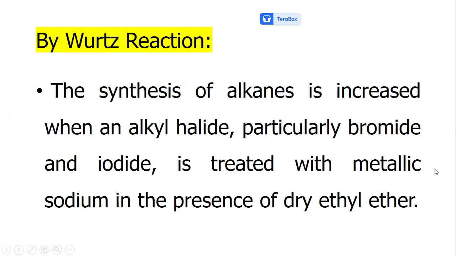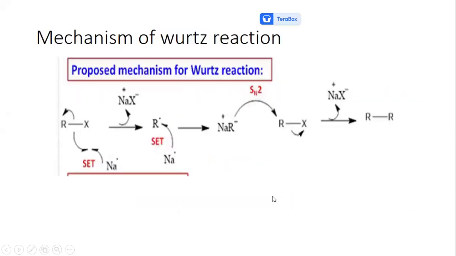By Wurtz reaction, the synthesis of alkanes is achieved when an alkyl halide, particularly bromide or iodide, is treated with metallic sodium in the presence of dry ether. Mechanism of Wurtz reaction: this is the alkane.